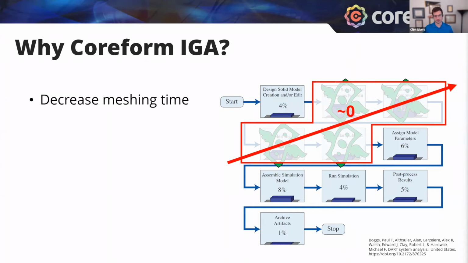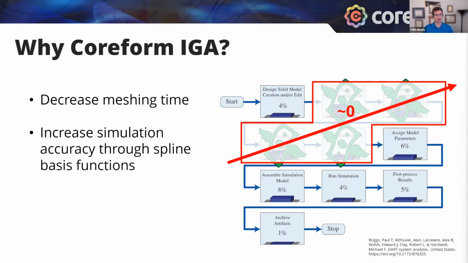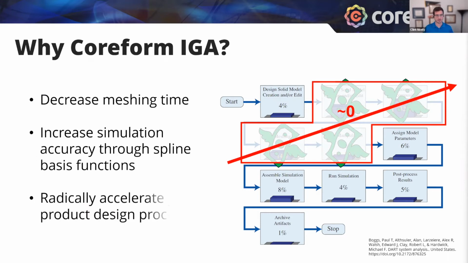So what we're hoping to do, and what we're building our tools to do, is decrease the meshing time and increase the simulation accuracy through the introduction of spline basis functions. Because of these things, it will radically accelerate your design process. As we'll show today through our model tree and model creation, Coreform IGA has separated the need to have a mesh on your CAD geometry, and instead uses a mesh that surrounds your CAD geometry.